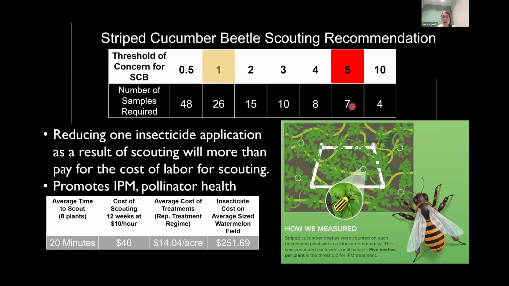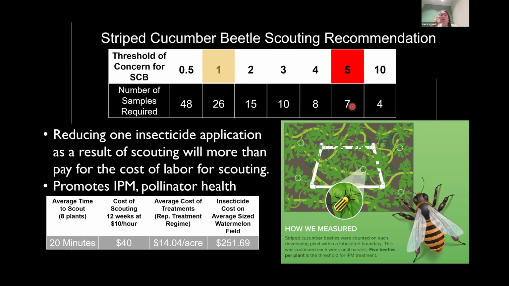And so how do we do that? Well, we go out into the field and randomly walk along the edge and into the interior of the field. About every 3 or 4 meters, you would stop, look down at a plant, and look for beetles. When the plants are small, this is very easy. You can just see one plant, right?